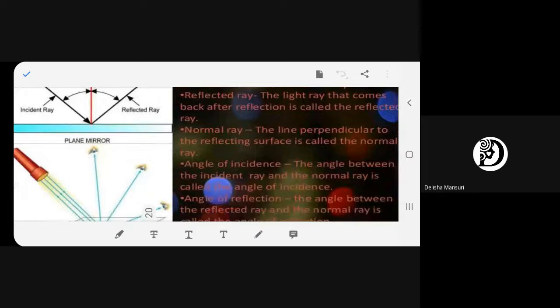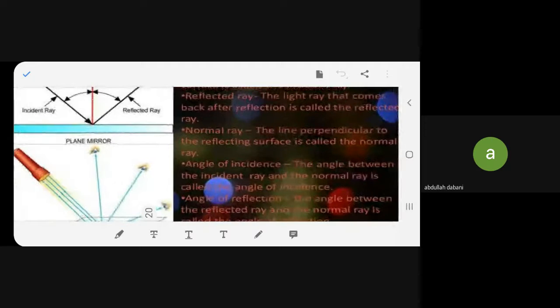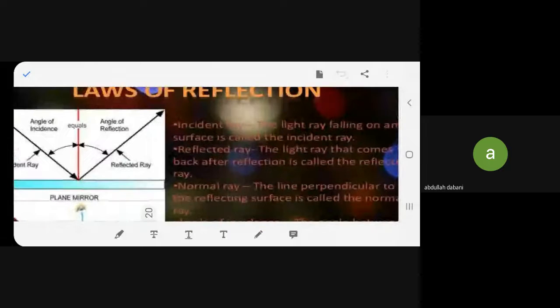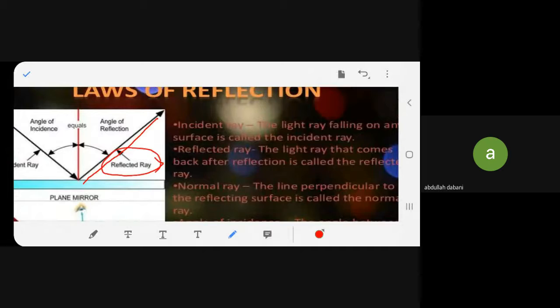Please read. Reflected ray. The light ray that comes back after reflection is called the reflected ray. After reflection, this is the reflected ray. Agree?